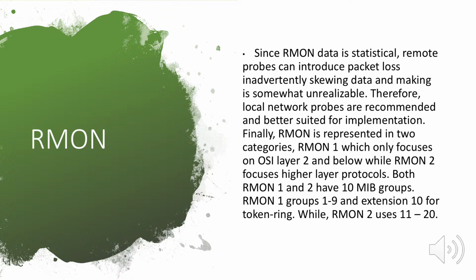RMON. Since RMON data is statistical, remote probes can introduce packet loss and inadvertently skew data, making it somewhat unreliable. Therefore, local network probes are recommended and better suited for implementation. Finally, RMON is represented in 2 categories. RMON 1 only focuses on OSI layer 2, while RMON 2 focuses on higher layer protocols. Both RMON 1 and 2 have 10 MIB groups. RMON 1 uses 1 through 9, and extension 10 for token ring, while RMON 2 uses 11 through 20.